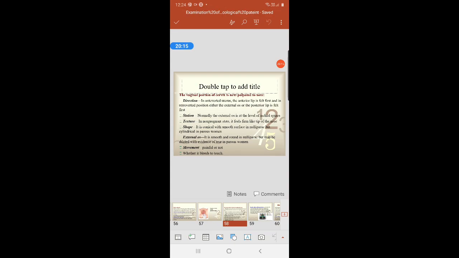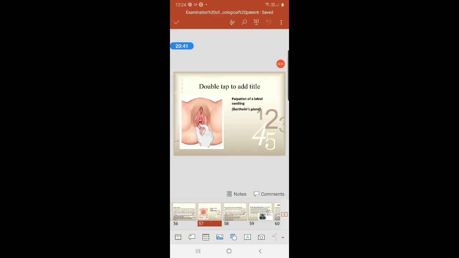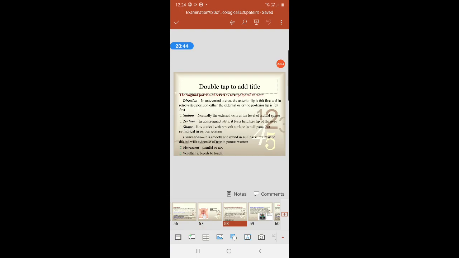Texture: in the non-pregnant state, it feels firm like the tip of the nose. If the lady is non-pregnant, the cervix feels just like the tip of the nose, or in pregnancy it feels like soft lips. Shape: it is conical with a smooth surface in nullipara, but cylindrical in parous women. External os: it is smooth and round in nullipara, but may be dilated with evidence of tear in parous women. Movement, painful or not, has to be noted. It should not be painful, but in certain cases it may be painful if there is any infection. Whether it bleeds to touch or not is to be noted.